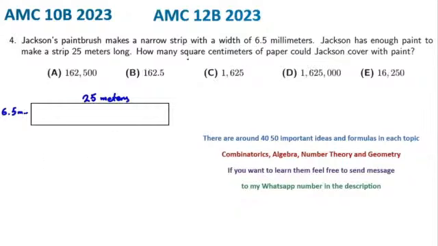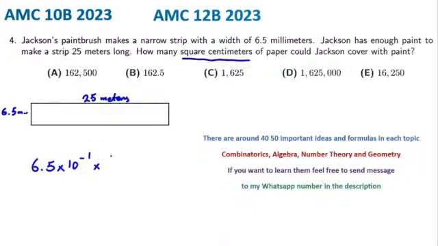Okay, we want to change the units to square centimeters. So 6.5 millimeters, we should change it to centimeters. Each centimeter has 10 millimeters, so we should multiply by 10 to the negative 1. Why? Because 1 millimeter is less than 1 centimeter, so you should multiply by a number less than 1 to change it to centimeters.